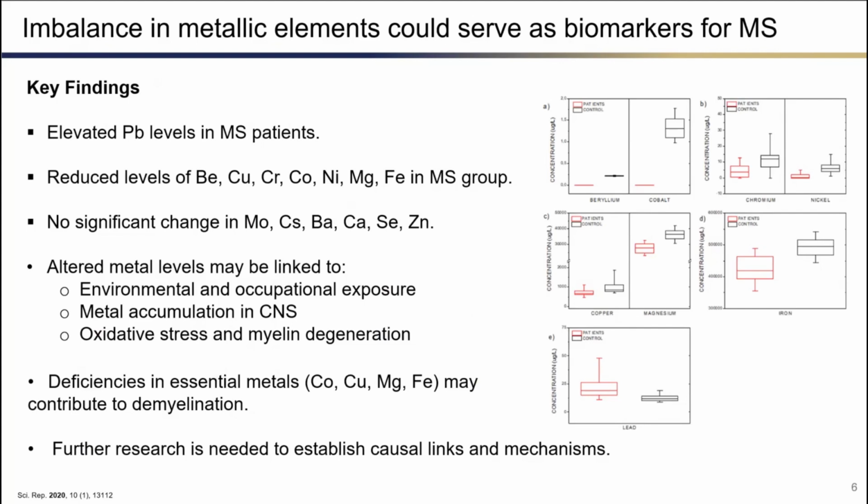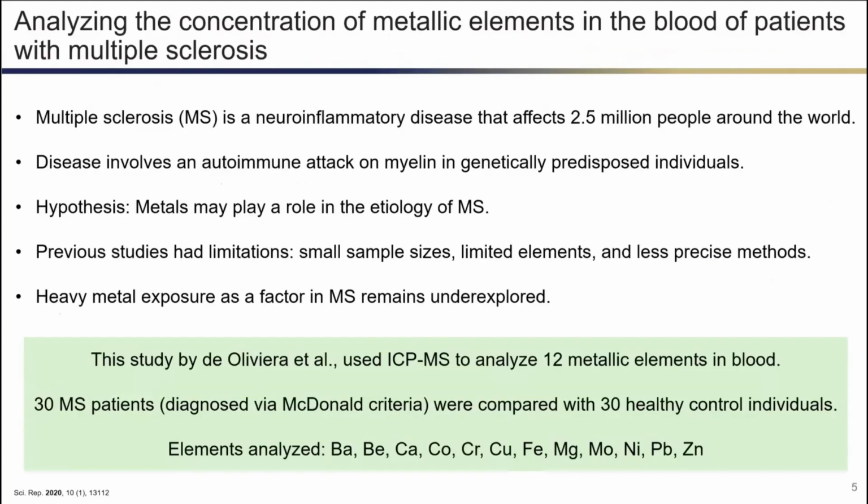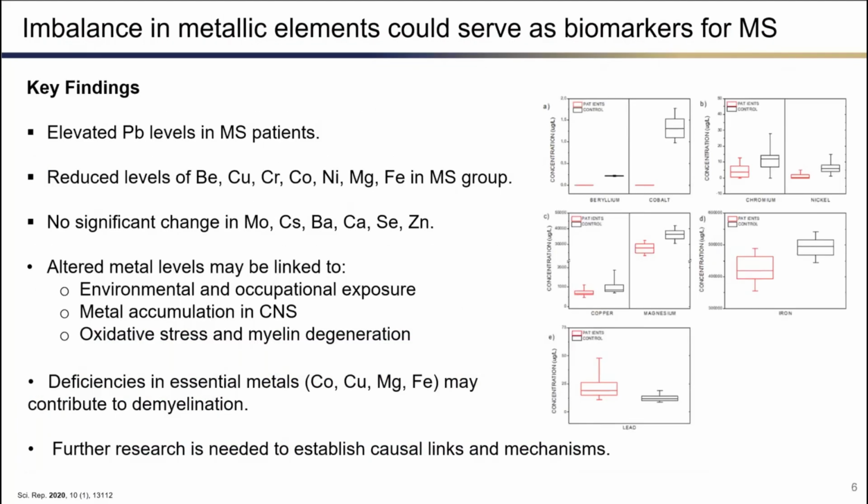And they also state that the deficiencies in essential metals like cobalt, copper, magnesium, and iron can contribute to demyelination. Now, demyelination is important because multiple sclerosis occurs because myelin is degraded because of an autoimmune attack in genetically predisposed individuals. So, if demyelination can occur, this can also be a cause for multiple sclerosis.